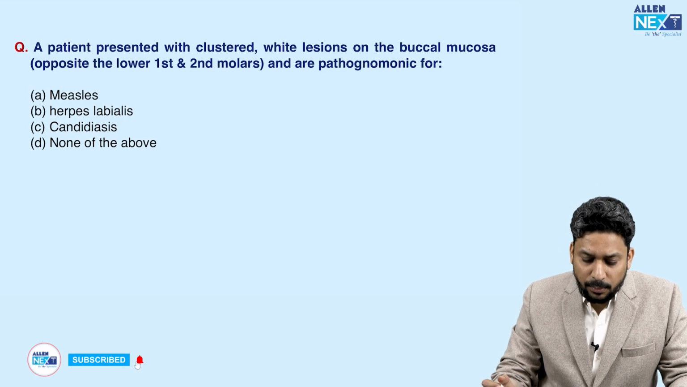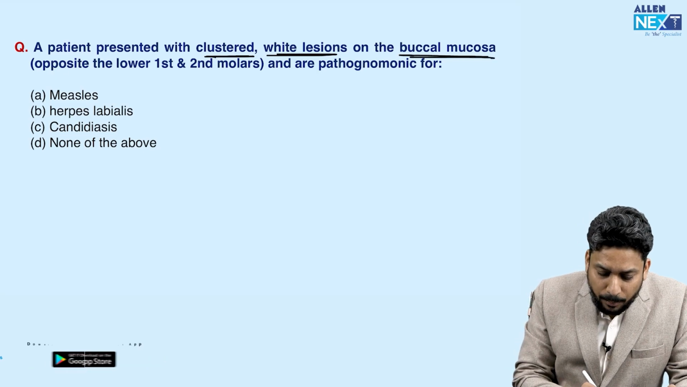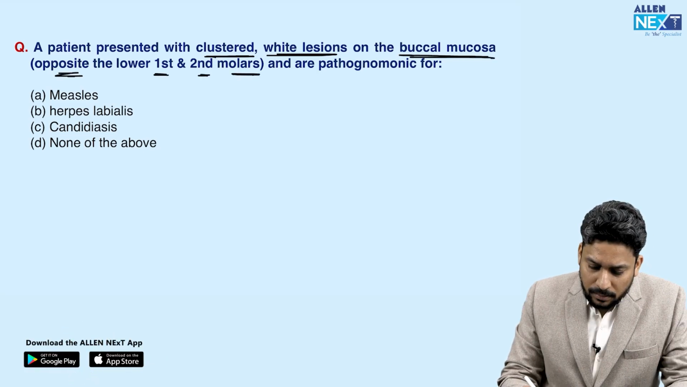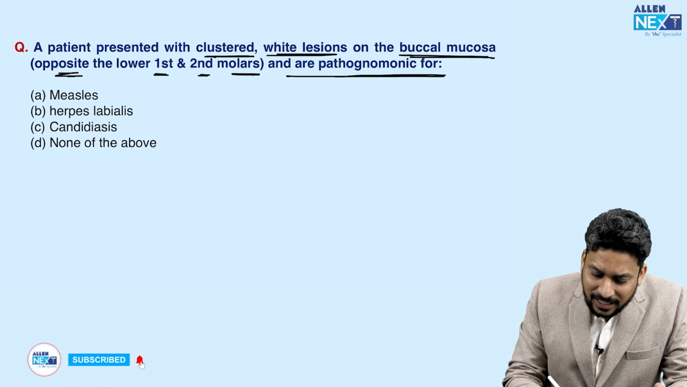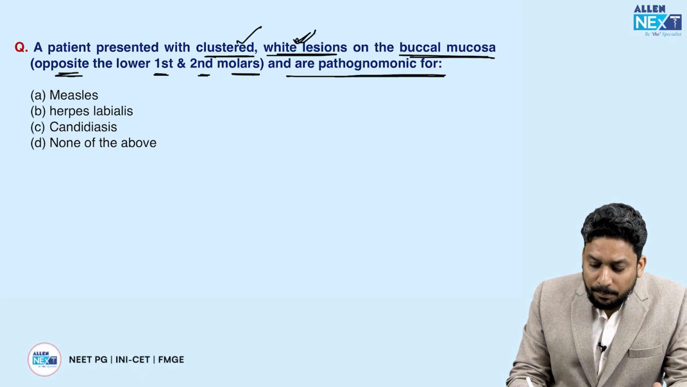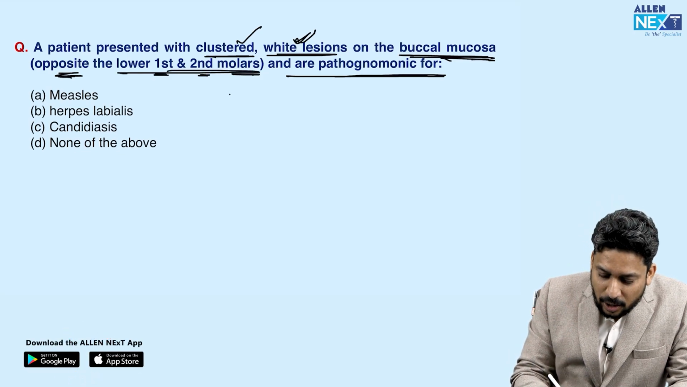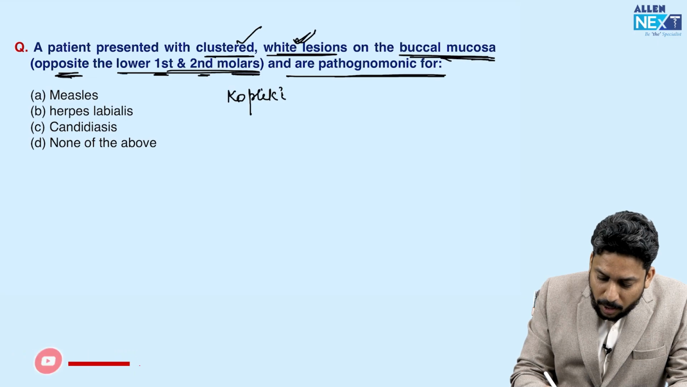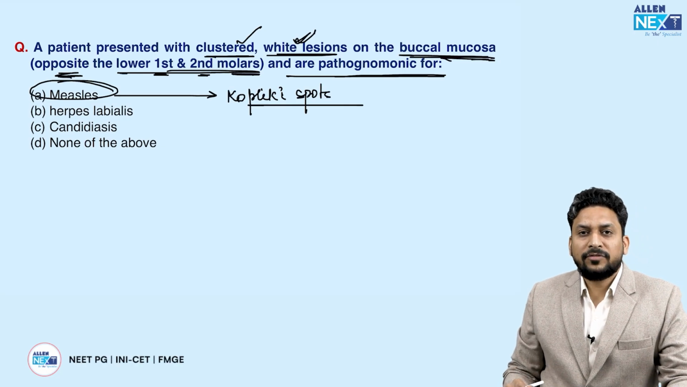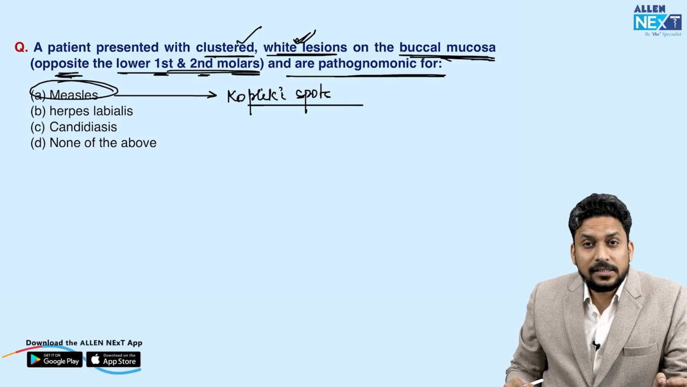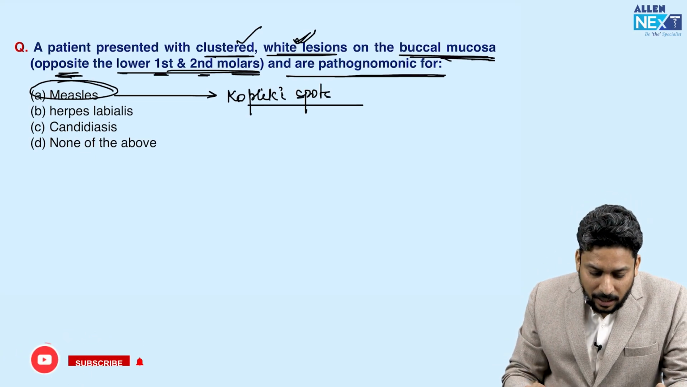A patient presented with clustered white lesions on the buccal mucosa opposite to the first and second molar, and they are pathognomonic for. Do you know any condition where such clustered white lesions are seen on the buccal mucosa opposite to the lower second molar? Yes, this is Koplik's spots seen in measles. These are very characteristic of the pre-eruptive stage of measles, and these generally develop on the buccal mucosa opposite to the second molar.